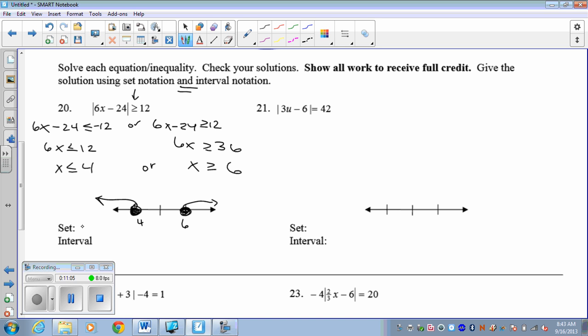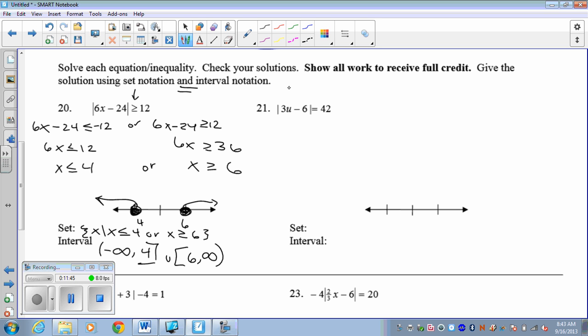In set notation, here we go, x such that x is less than or equal to 4, or x is greater than or equal to 6. Interval notation, I gotta get a start and an end point for each section. The start over here is going to be negative infinity, and it ends at 4, but it includes 4, so I need a closed bracket. Or, remember that's the symbol for or, I'm going to go from 6 all the way out to infinity. And you can't include infinity, so open bracket.